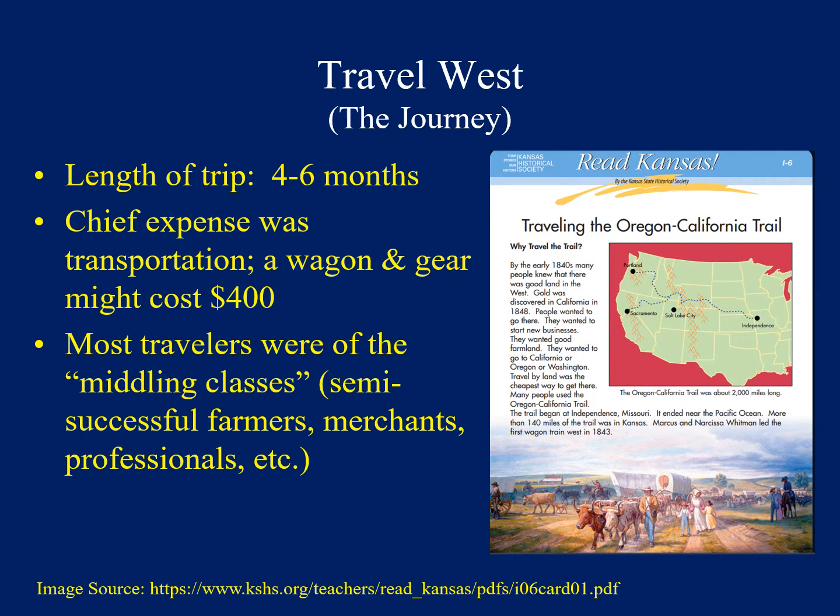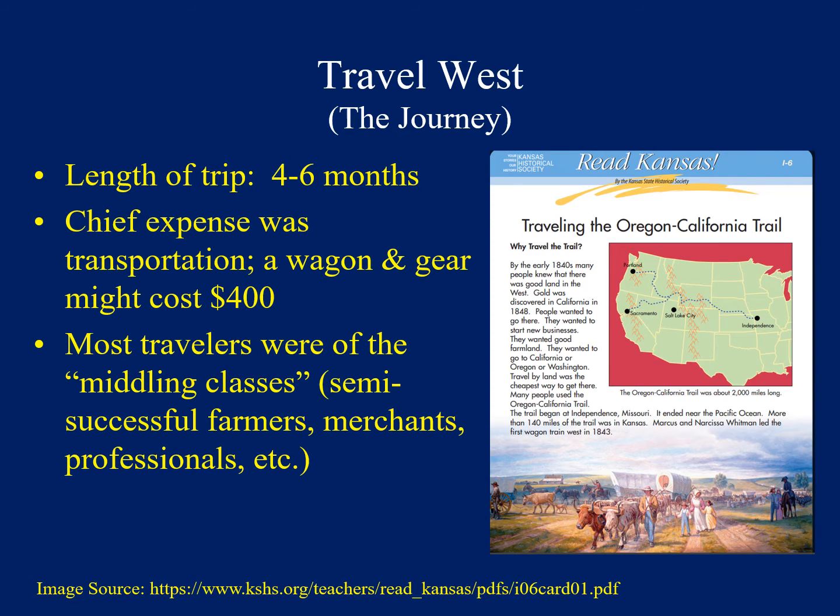That westward journey was long. It might take maybe between 4 to 6 months, just depending upon when they left and what conditions they were facing. Often they would leave in the late spring so that their oxen would have enough to naturally graze on the grasses that would grow. The most important expense was their transportation. You would need a wagon and gear, and that might cost somewhere in the neighborhood of $400.